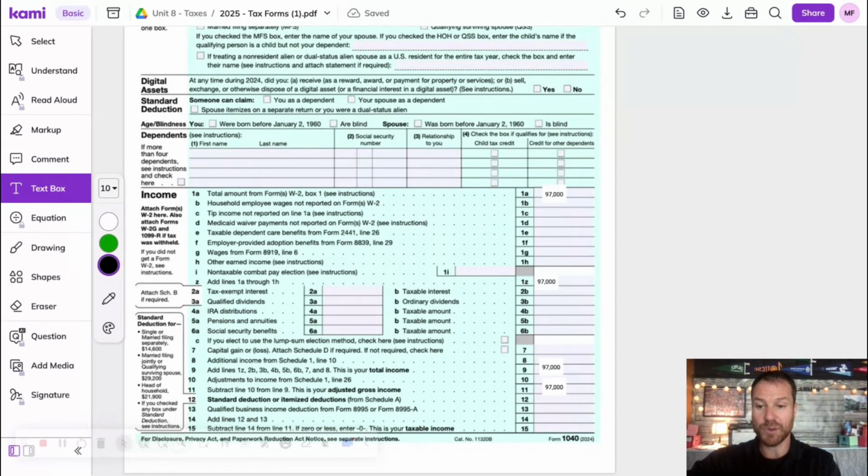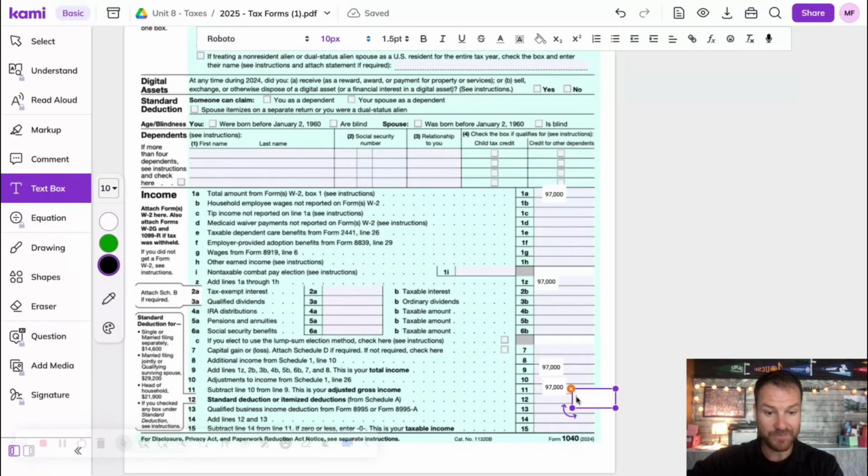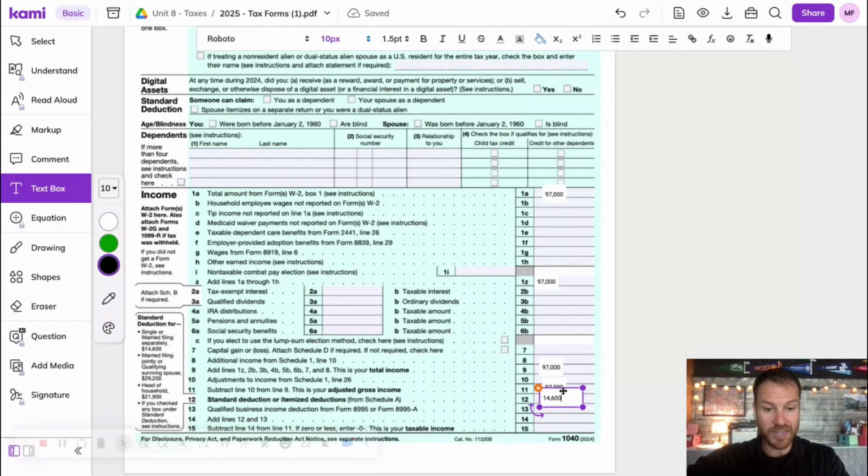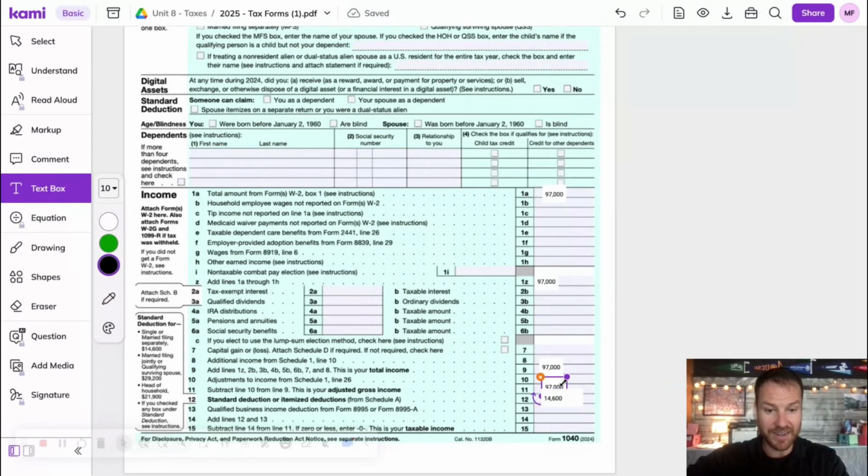Now we move on to the standard deduction. In 2025, it's actually $15,000, but this 1040 is from 2024. If you look over here on the left side where it says the standard deduction, since we are single, we are able to take $14,600 on line 12. That is what we can reduce our taxable income by. So that $97,000 will get reduced by $14,600.